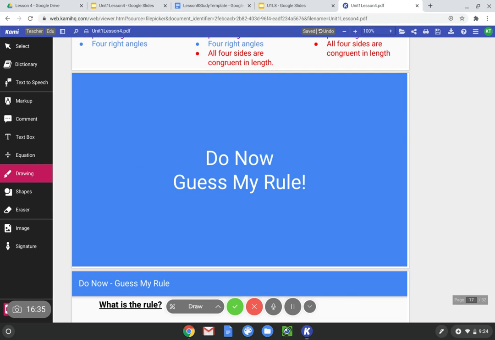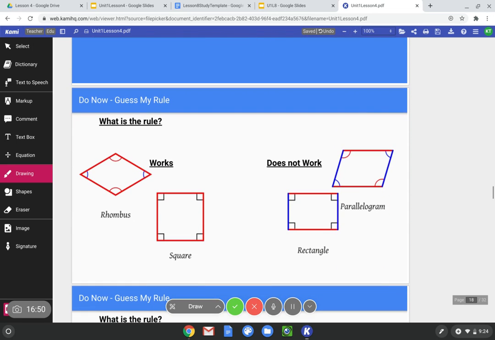Okay, let's get some practice in. We're going to do the guess my rule. I'm going to show you shapes, and you're going to compare the shapes that follow the rule and the shapes that don't follow the rule, and you try to figure out what is the rule we are applying. Let's begin. So we see a rhombus and a square work, but a rectangle and parallelogram don't. So let's write out the characteristics that the rhombus and square have, and then we'll write out the characteristics that the rectangle and parallelogram have.